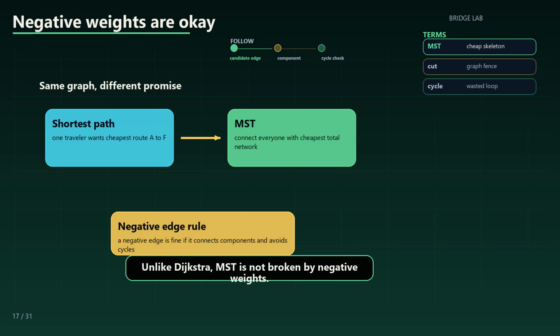Unlike Dijkstra, MST is not broken by negative weights. A negative edge is just a very attractive connection, as long as cycles are handled. Let a negative edge lower the bill only when it joins two components instead of closing a loop. A negative edge feels scary because of shortest paths, but here the goal is different, so the intuition must reset.